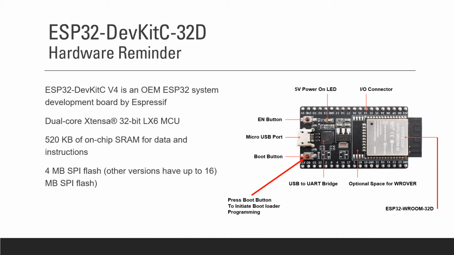So now we have to go back and do a little bit of hardware reminders, and the DevKit C32D is a dual core Xtensa 32-bit LX6 MCU, and I want to call attention to the boot button on here, because we're going to need to press that to force it into a hardware load situation where we can load and start a new program, and I'll show you how that works in a little bit more detail. But I just wanted to show you the location of that.